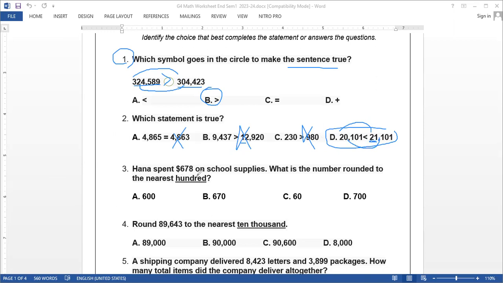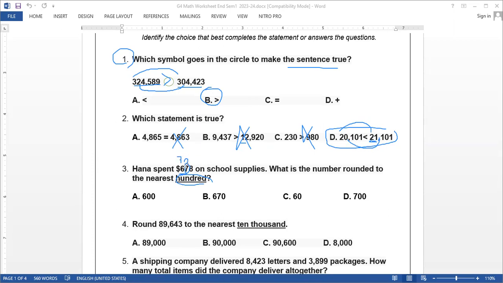Hannah spent 678 on school supplies. What's the number rounded to the nearest 100? Now focus on this. Now we need to underline the rounding digit, which is 6. Now how do we round? We look at the digit on the right, which is 7. If this digit on the right of the rounding digit is 5 or more, we need to add 1 to the rounding digit. So the rounding digit becomes 7. So the answer will be 700.